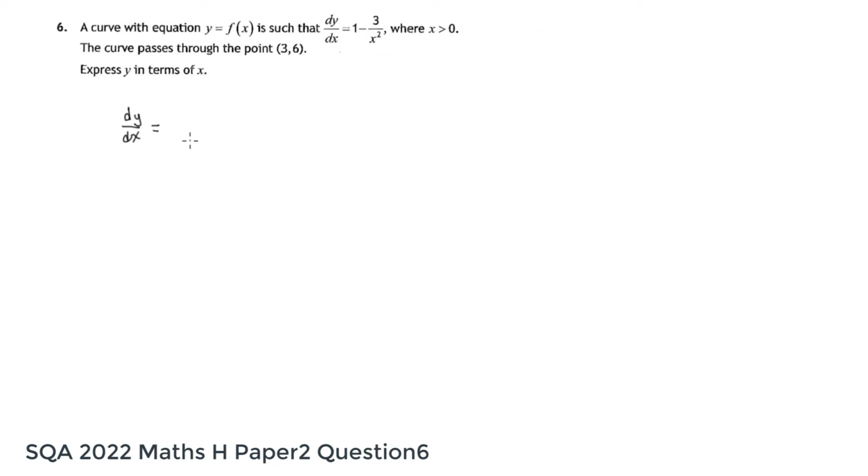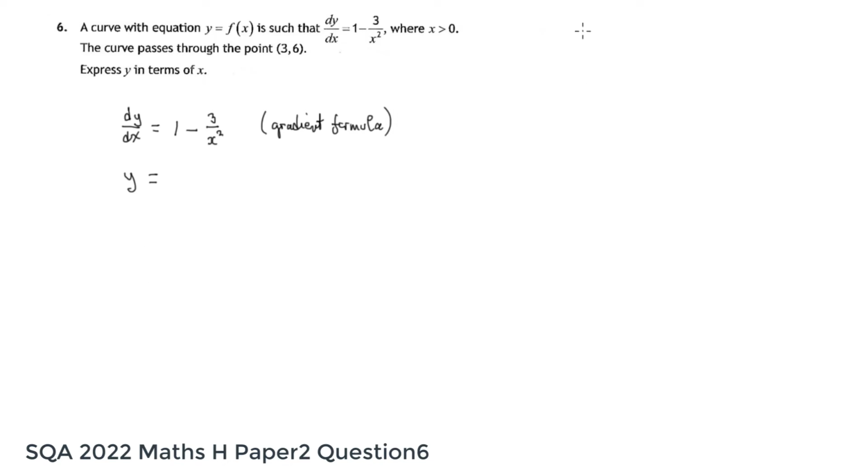What does it mean when we're given a formula like this for dy by dx? Now remember, dy by dx is basically the gradient on a curve. So what we're being given here is the gradient formula for a curve y equals something. So this is the gradient formula. So we have to, from this, try to figure out what the actual formula for the curve is.